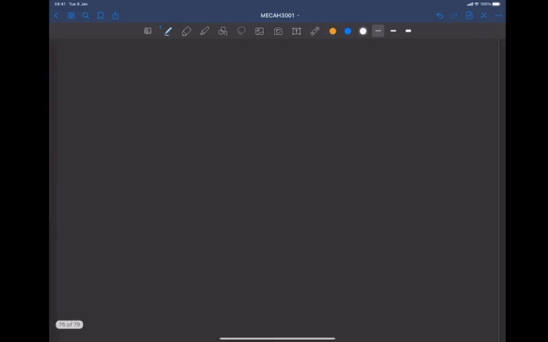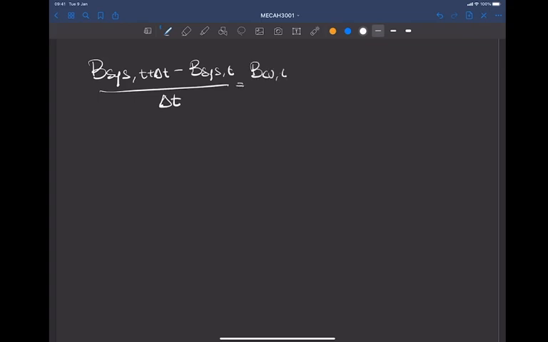Okay, so if we do that, what we get is the following. So we have B system at time t plus delta t minus B system at time t, divided by delta t. This is equal to B control volume at time t plus delta t minus B control volume at time t, divided by delta t, minus B in region 1 at time t plus delta t divided by delta t, plus B in region 2 at time t plus delta t divided by delta t.